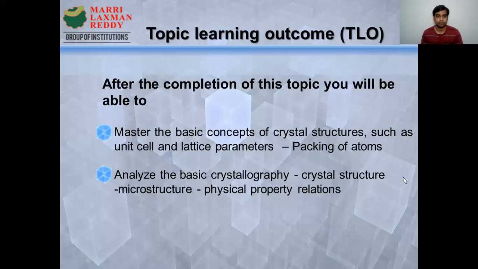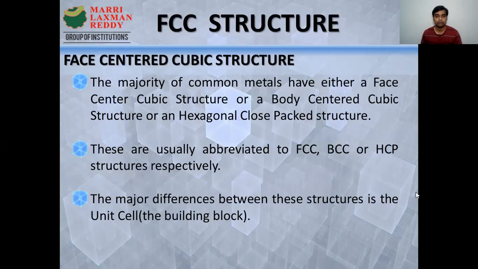Topic learning outcome. After the completion of this topic, you will be able to master the basic concepts of crystal structure, such as unit cell, lattice parameters, coordination number, effective number of atoms, packing of atoms, and analyze the basic crystallography, crystal structures, microstructures, physical property relations. Concept: face-centered cubic crystal structure.